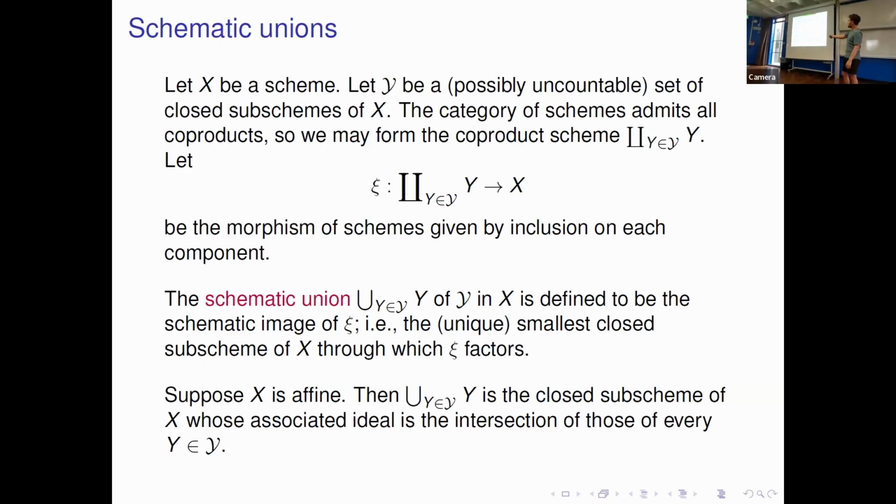So we have a bunch of these guys here, each of them corresponding to an ideal of the coordinate ring. So we just intersect all these ideals. The intersection of arbitrarily many ideals remains an ideal, so we get ourselves a closed subscheme. And that's precisely what this thing is here. Okay, look at the ring, intersect all the ideals.